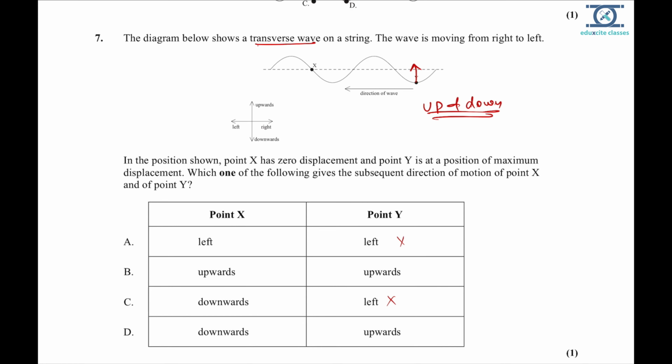Just a second, let me draw it. So let us say from here I am starting. After this, what will happen? So let us say T by 4. So T by 4, it will be like this.